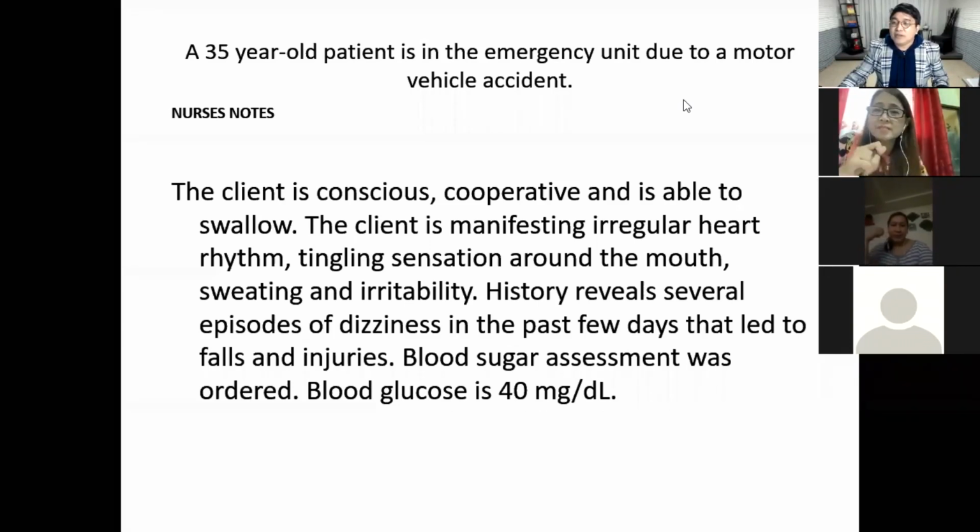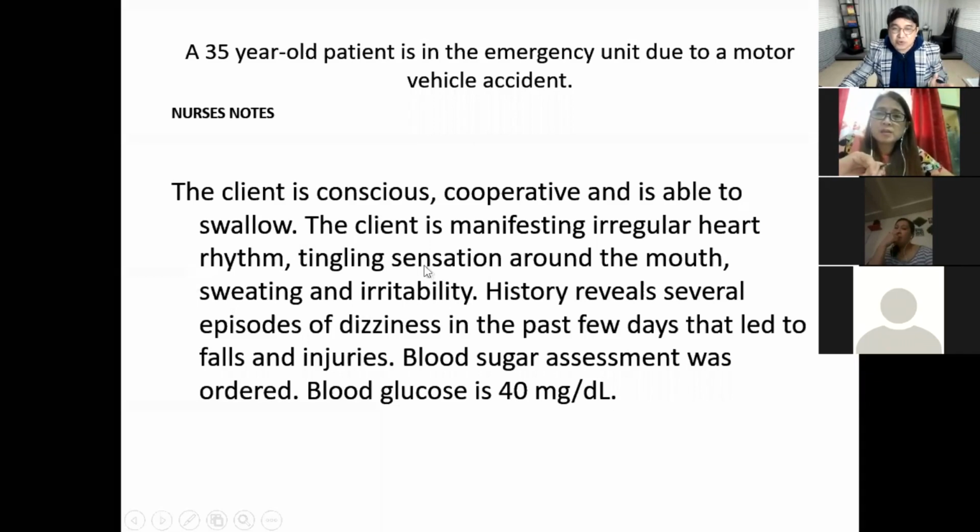Okay. So let's move on. So the client is conscious, cooperative, and is able to swallow. The client is manifesting irregular heart rhythm. There you go. There's an irregular heart rhythm. Tingling sensation around the mouth, sweating, and irritability. So you don't have a diagnosis, but you have a group of symptoms. This is what we call a syndrome. You have to understand what the syndrome is telling you. History reveals several episodes of dizziness in the past few days that led to falls and injuries. There you go. It's giving you a clue.